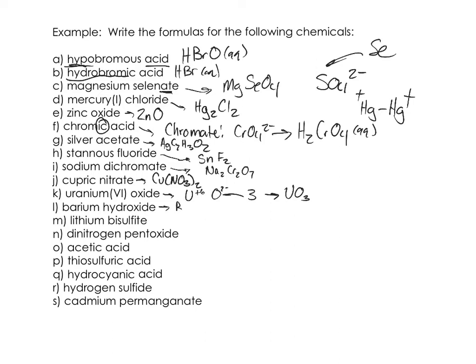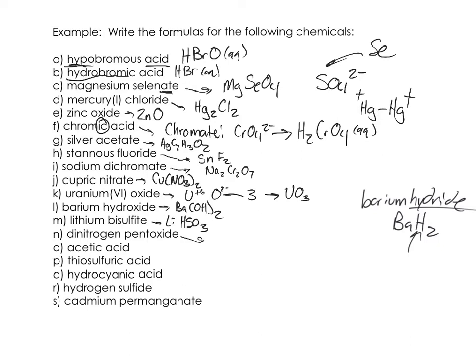Barium hydroxide, fairly easy, barium, and I have 2 hydroxides, not to be confused with barium hydride. Barium hydride would be BaH2. Hydride, not to be confused with hydrates, is where I have hydrogen acting as an anion. Lithium bisulfite, so I have lithium bisulfite, looks like, almost put a 4, it's a 3. There we go. Cool, I got a binary molecular compound. So this is N2O5.